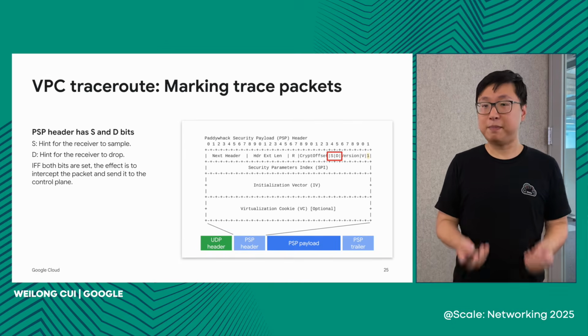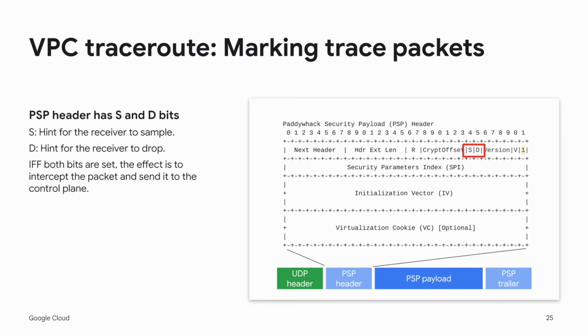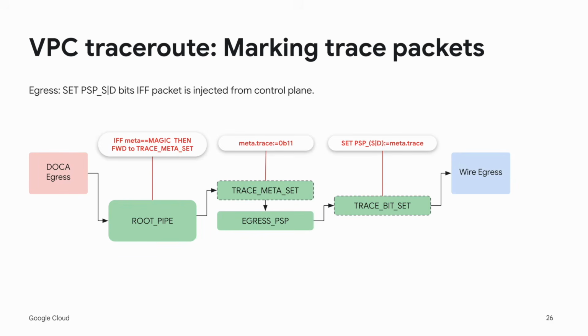The way that we make this happen is by utilizing the sample and drop bits in the PSP header. If and only if both bits are set, we treat this packet as a probe packet sent from the hypervisor, and we intercept and drop it and report to the control plane. The pipeline that makes this happen integrates with our existing control plane software, where we can craft such probe packets on demand in software. We inject these packets into the hardware, the same route pipe that handles the PSP traffic, with some metadata set to a magic value.